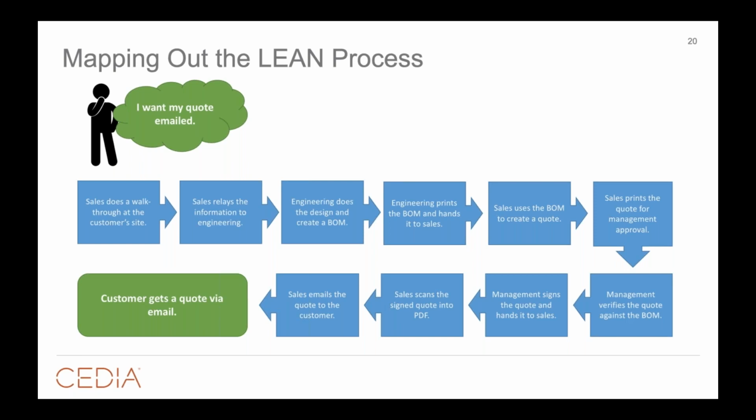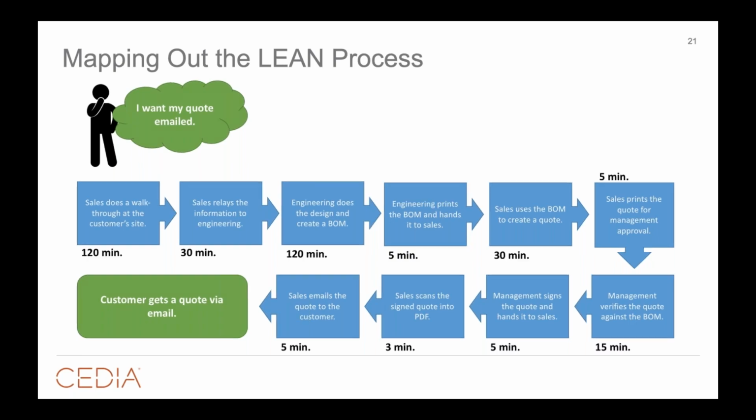We do a walkthrough. We take that information back to our organization's engineering, and we have them lay out a bill of materials. They hand it back to you. You're going to look at it. You're going to mark up those materials, those products, those services, and then you're going to hand it off to management to approve. Management's going to look at it, make sure the margins look good, nothing's forgotten, T's are crossed, I's are dotted. They're going to hand it back to sales, who's then going to turn it into a PDF and email it back to the customer. Okay? Pretty standard process in a lot of organizations.